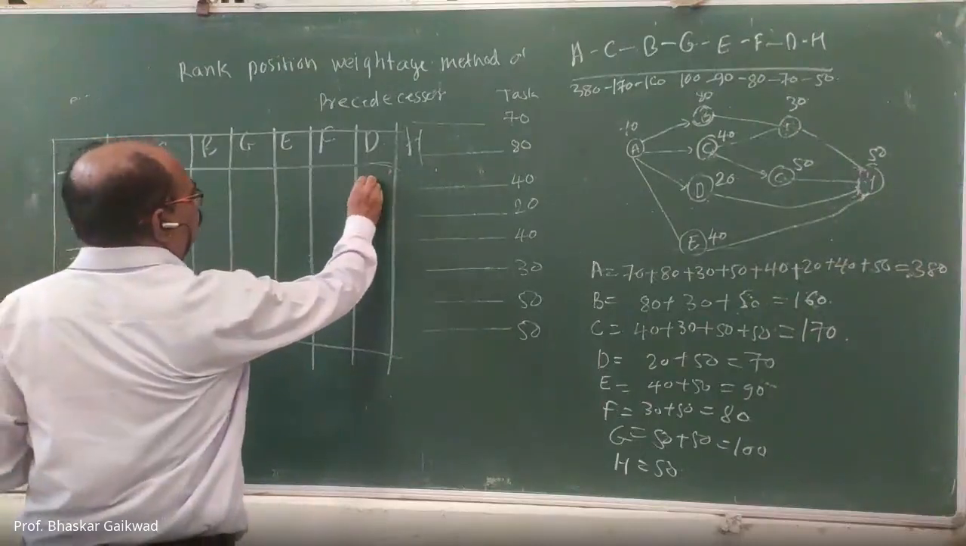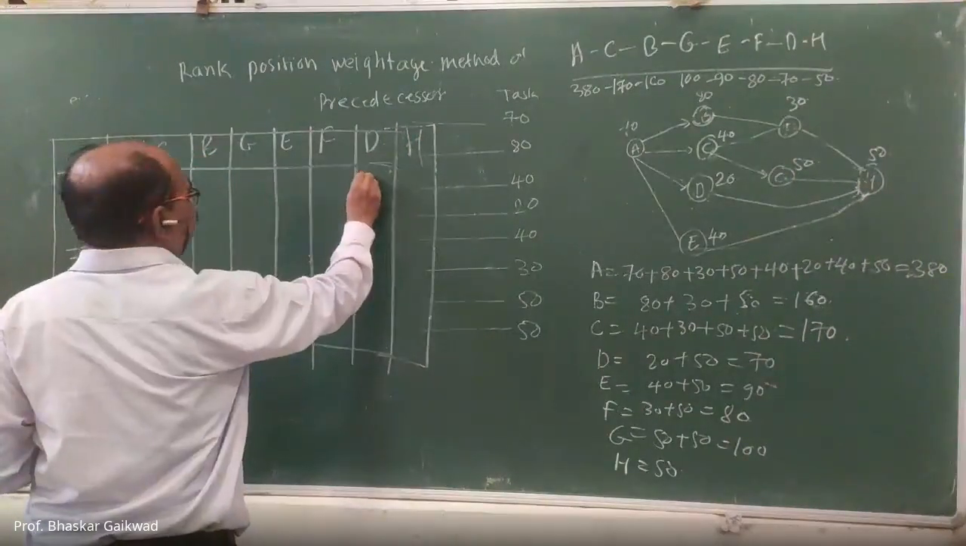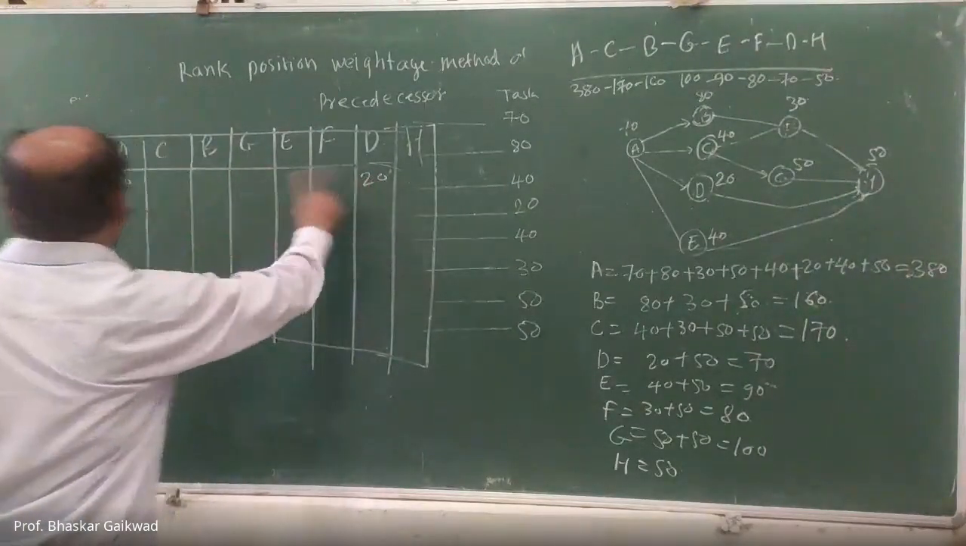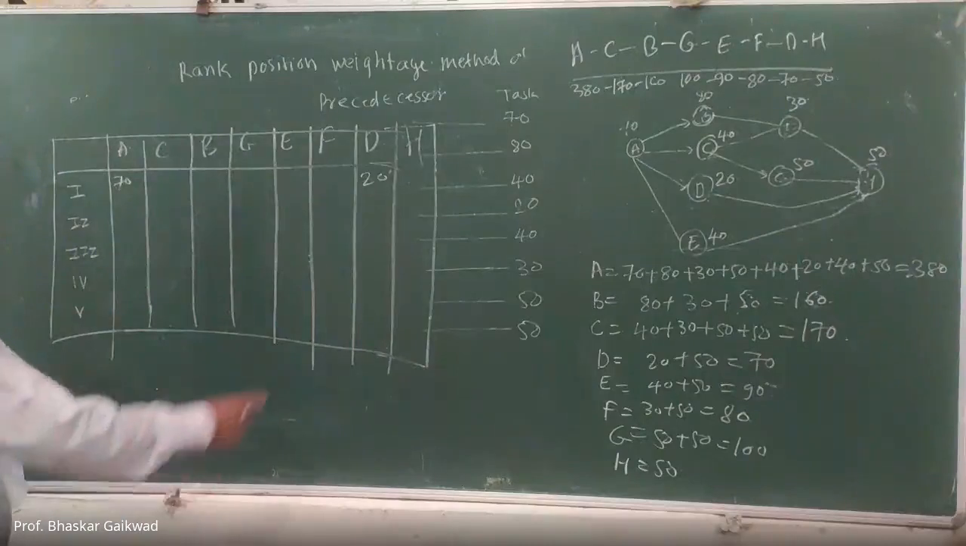D will be here. D, there is a 20, means 70 plus 20 is 90. First station, it will get paused. Second station, related to second station, which will take 80. So, what is the 80?